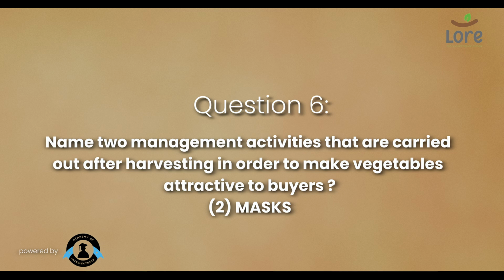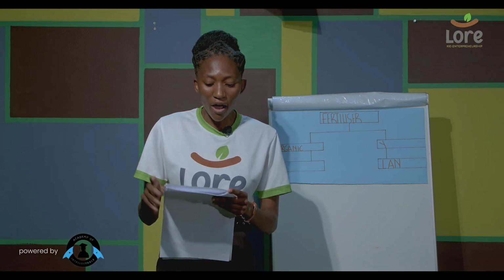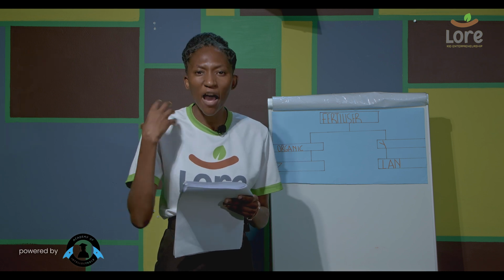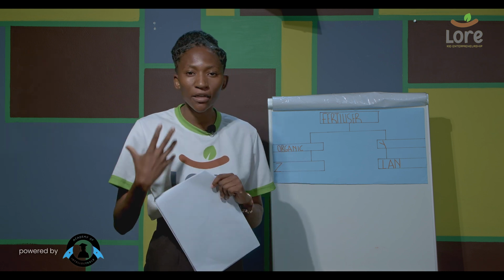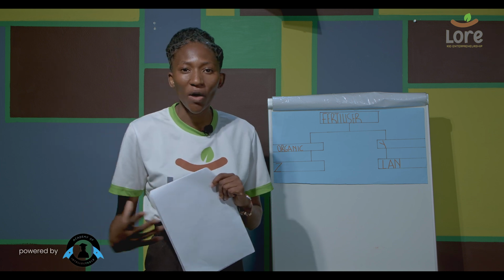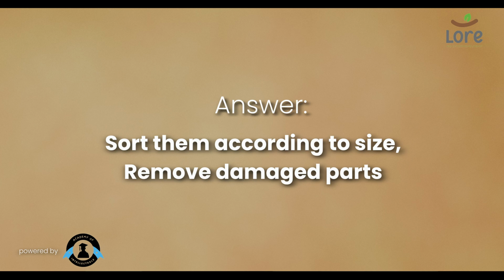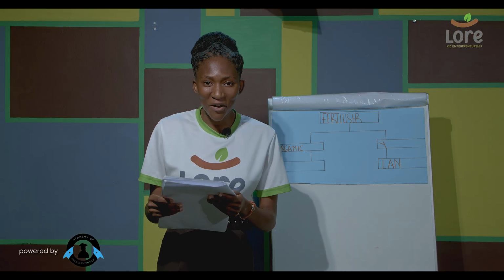This question is basically asking us the actions that one needs to carry out after harvesting so that our vegetables look appealing to our eyes. Our answer is that they can wash them to remove the dirt, and also they can sort them according to size. That's how you earn your 2 full marks. Let's go to question 7.